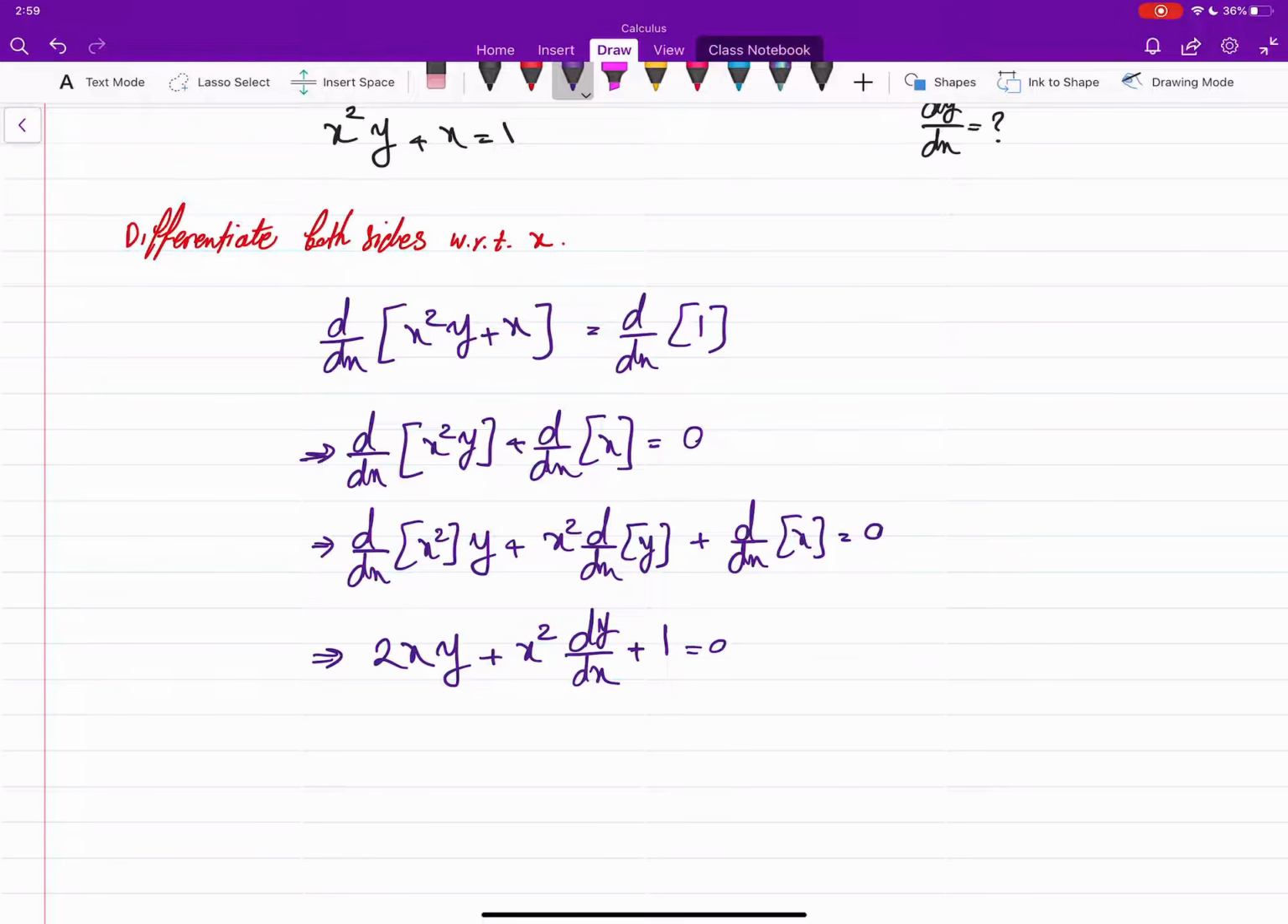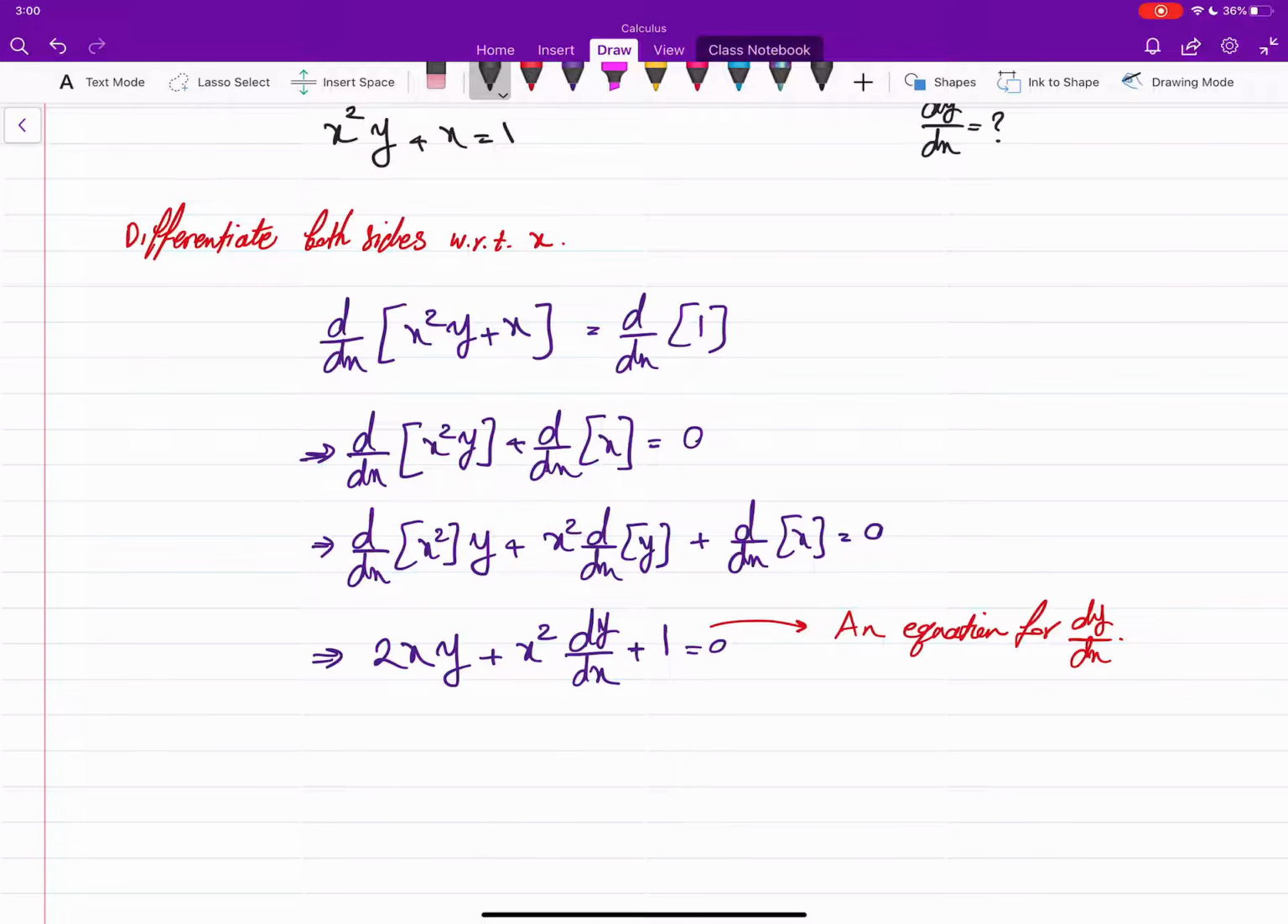So here's the key point. When you start with an equation in x and y and you differentiate with respect to x, at the end you're going to get an equation for dy dx, the first derivative of y with respect to x. Now solve that equation for dy dx. That's the goal we have.